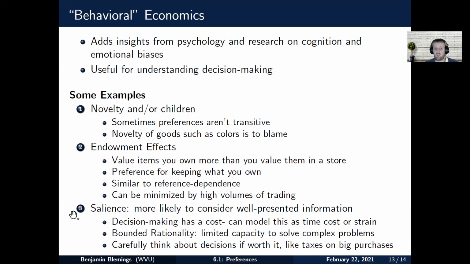So decision making has a cost. Another term for this is bounded rationality. People only have so much energy to make carefully calculated cost benefit decisions, but you're more likely to think about big purchases more closely.